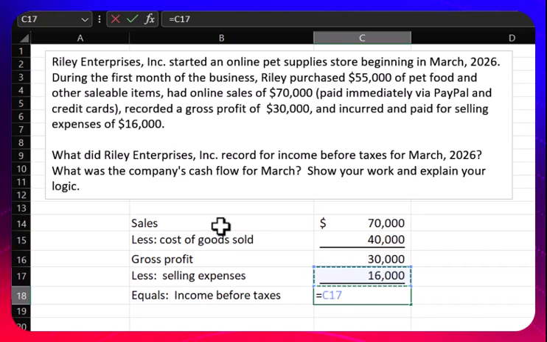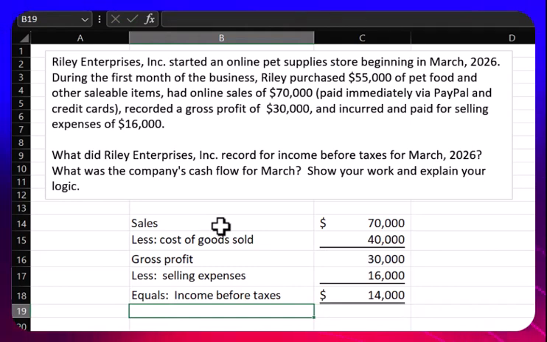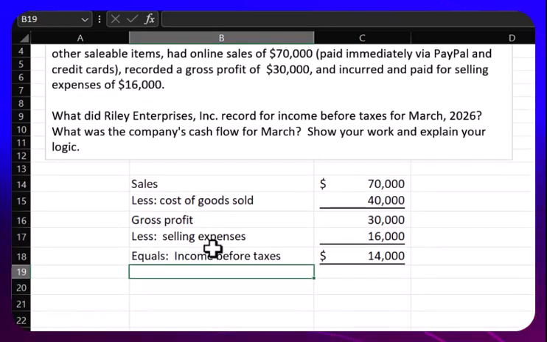All right, so 30,000 less 16,000 would give us our income before taxes, which is part of the question we wanted answered, or the first question we wanted answered. And then showing your work, we've done that. I've explained the logic as I've worked through it.